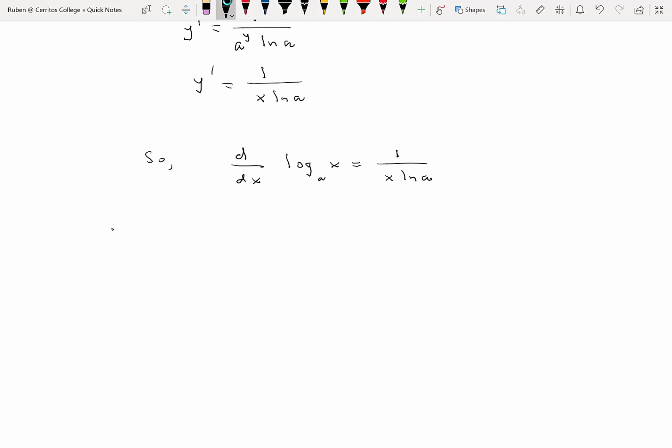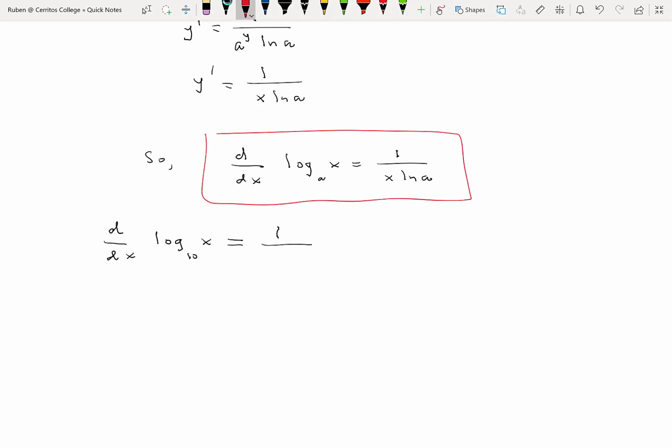So what if I wanted the derivative with respect to x of the common logarithm, log base 10 of x? Super simple. By our big formula, our last big formula, this says that the derivative of the log base a of x is 1 over x times the log of a. So it's 1 over x, in our case, times the natural log of 10.